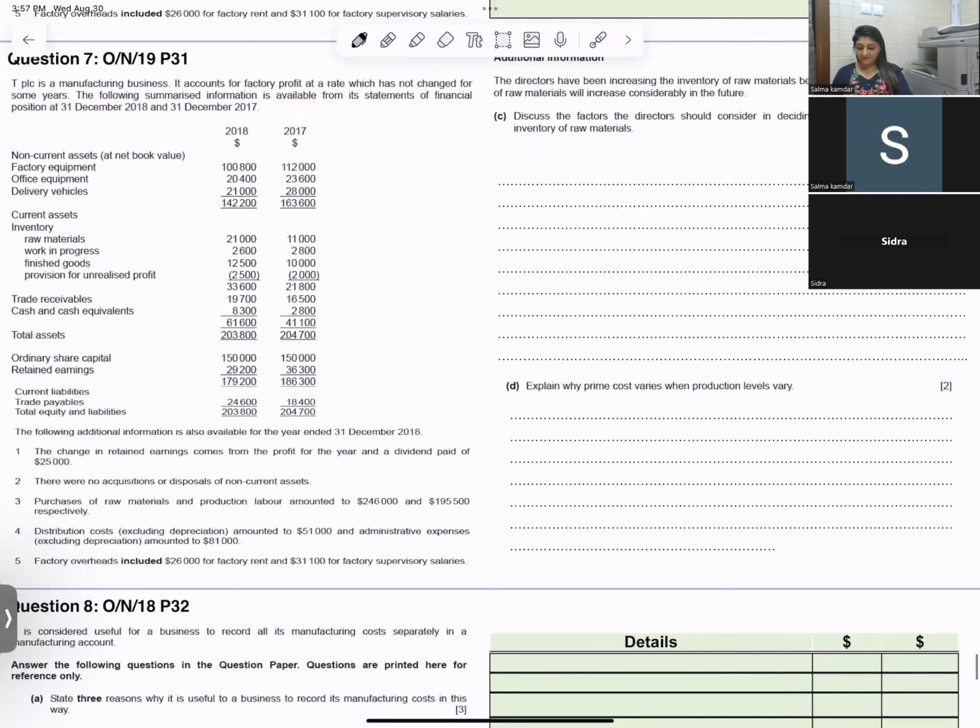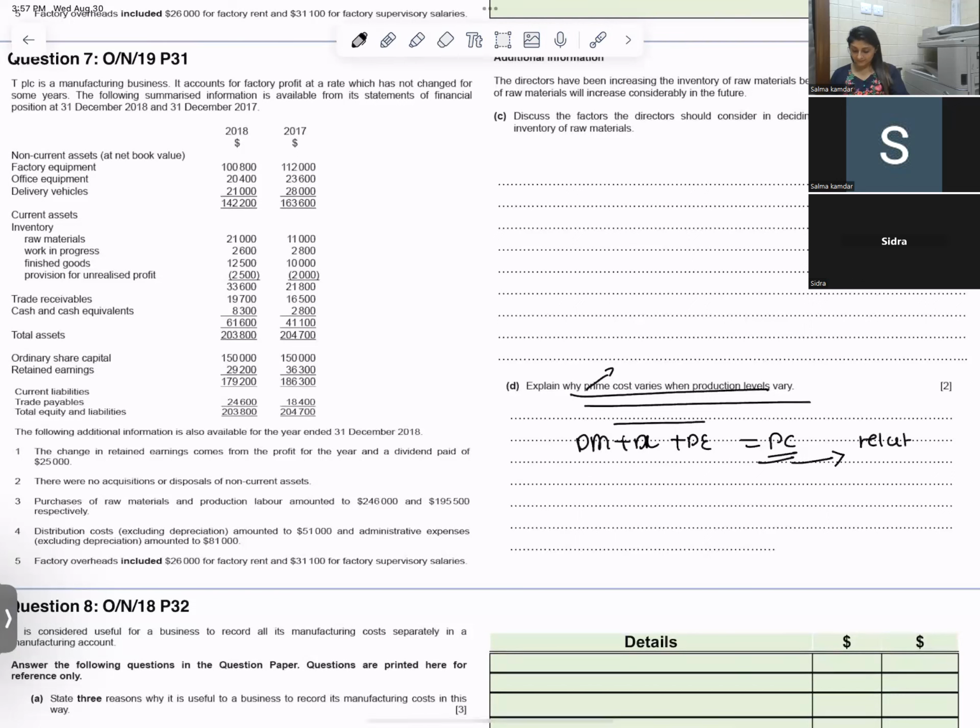Okay, fine. Explain why prime cost varies when production level varies. First, tell what prime cost is. Prime cost consists of the addition of direct material, direct labor, and direct expenses. What does this mean? This is the cost that is directly related to the manufacturing, to the product, directly related to the production. It can be traceable to the product.